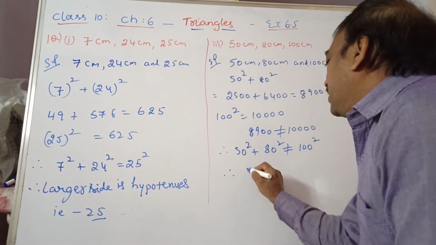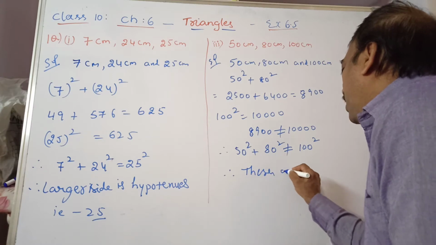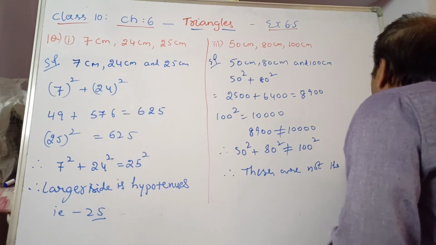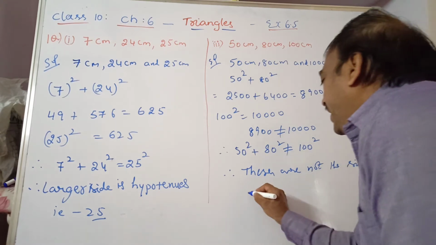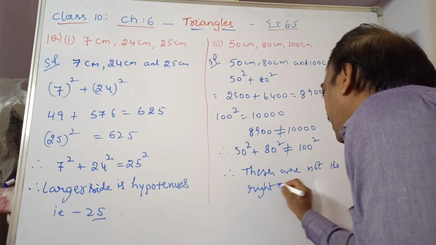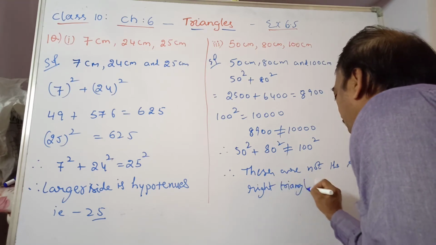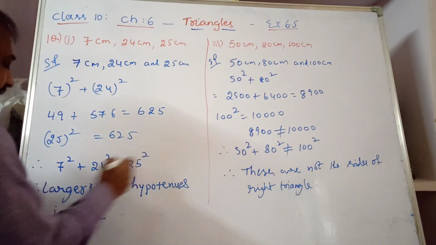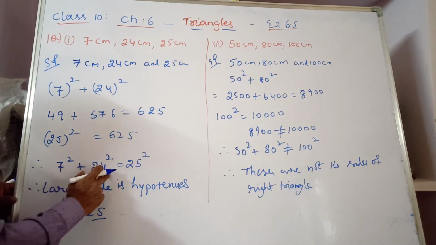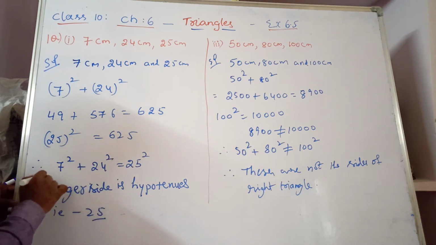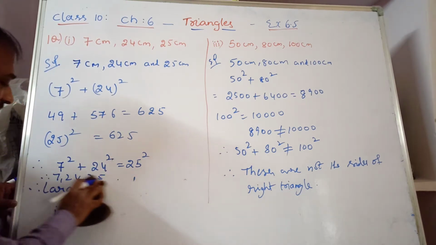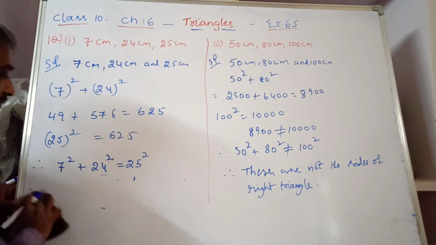Therefore, these are not the sides of a right triangle. And even in the first question you have to write: yes, the given sides are the sides of a right triangle. Here you write that. So 7 square plus 24 square is equal to 25 square. Therefore 7, 24, 25. I'll repeat again here. That statement we forgot to write.